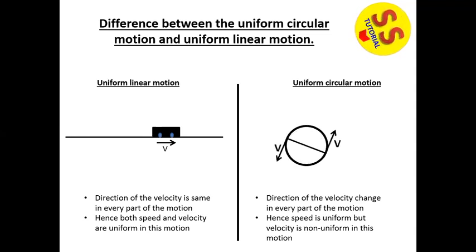But in linear motion, the direction does not change through the motion. In circular motion, the direction of the motion changes at every instant. That's why its velocity is variable, but speed is uniform in circular motion. That's why it is an accelerated motion. But in the case of linear motion, the direction of the velocity does not change. That's why both its speed as well as velocity are uniform. That's why it is a non-accelerated motion. Clear?